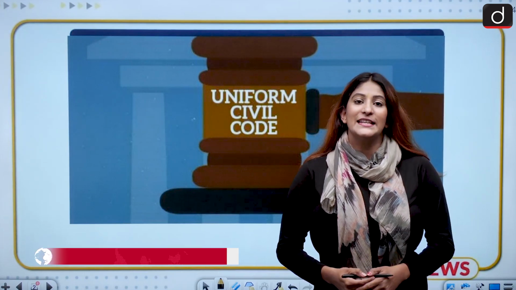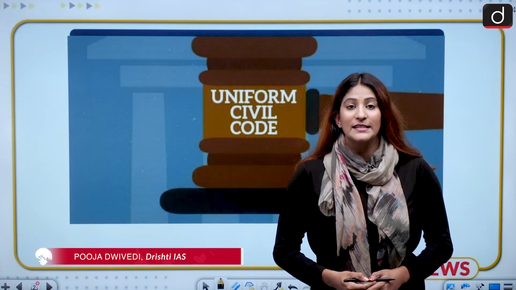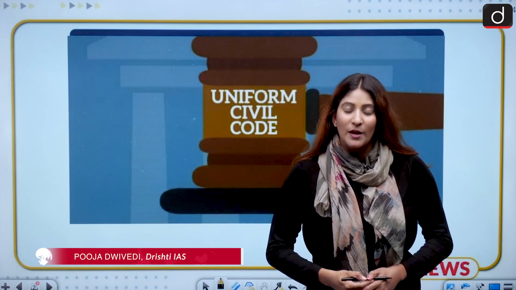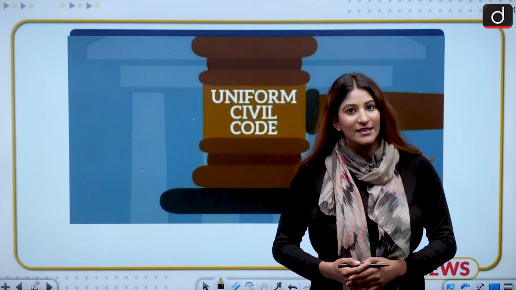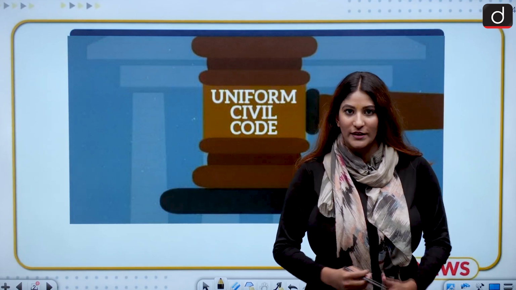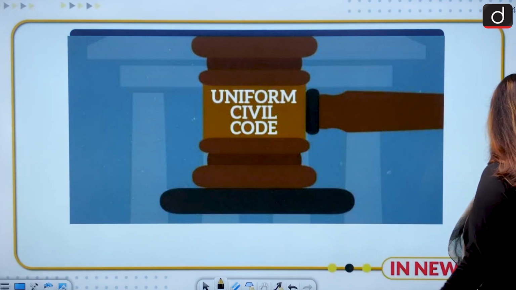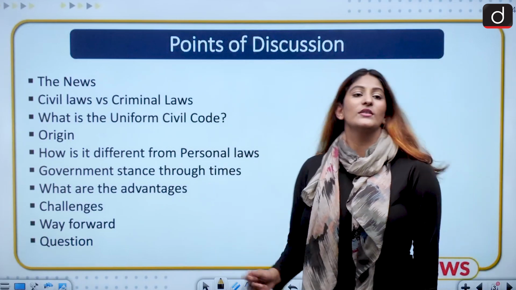I am Pooja, and in this segment today we are going to analyze the importance of Uniform Civil Code. Why is it so important for us to discuss it? Because it is mentioned in the Constitution of India, and that is the sole reason that we should be knowing about it.